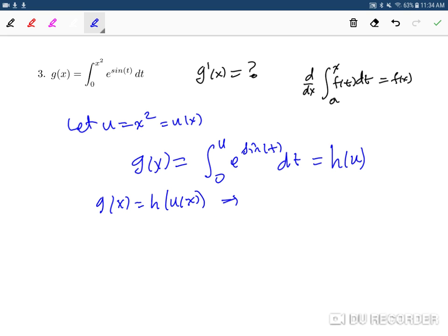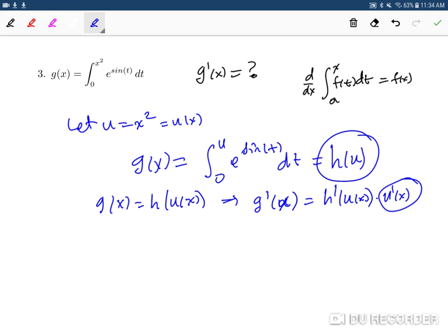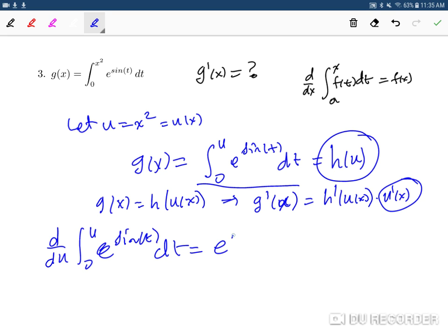And the chain rule tells you that the derivative of g of x is the derivative of h of u of x times u prime of x. So we take the derivative of h with respect to u and put u in, then take the derivative of u and multiply the result by that. But we can take the derivative of this one very easily. The derivative with respect to u of the integral of e to the power of sine of t dt is actually e to the power of sine of u.